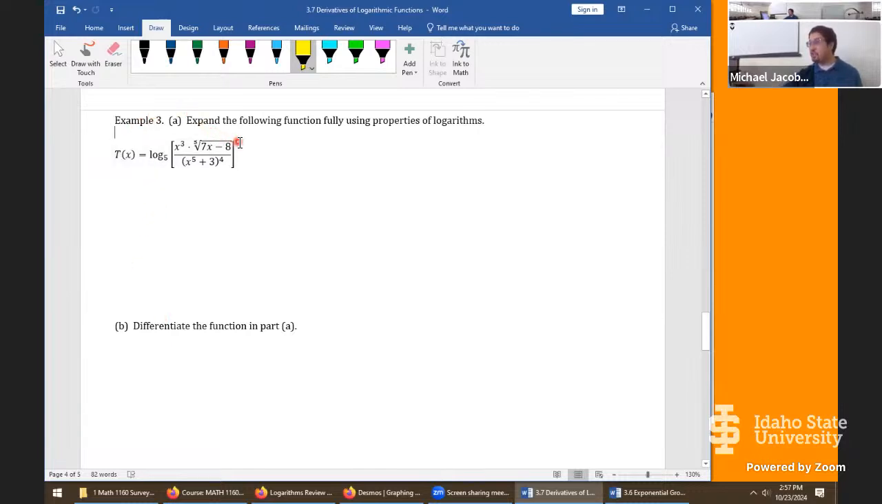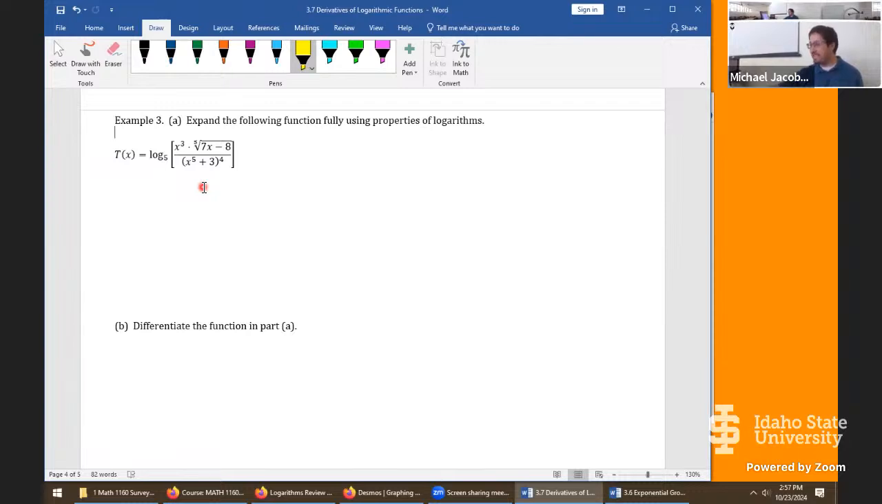We want to expand this function as much as feasibly possible using properties of logarithms. And some people are really good at this. Some people do it in just one step. If you're that kind of person, I think that's awesome. You obviously use logarithms a lot, and that's really great.